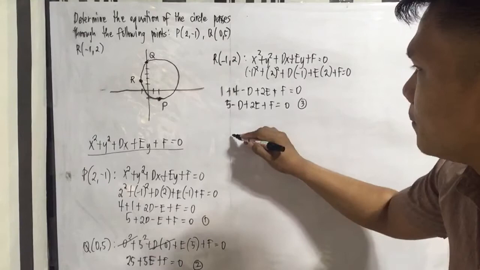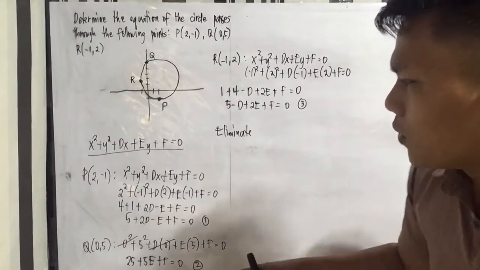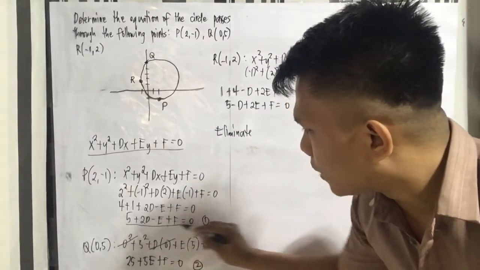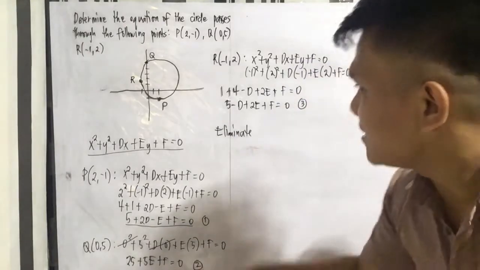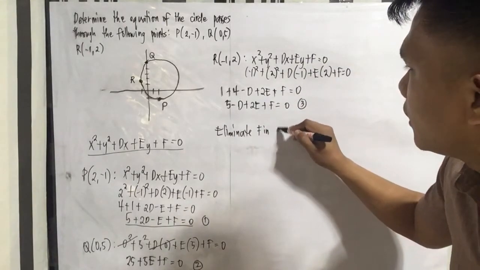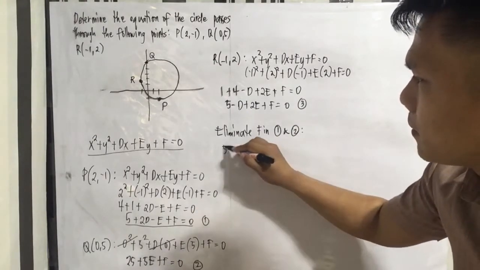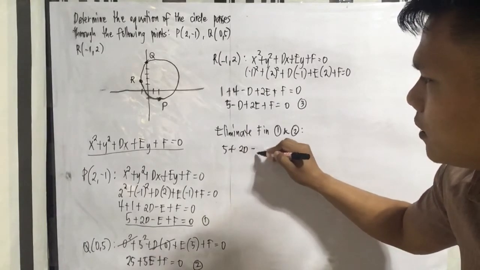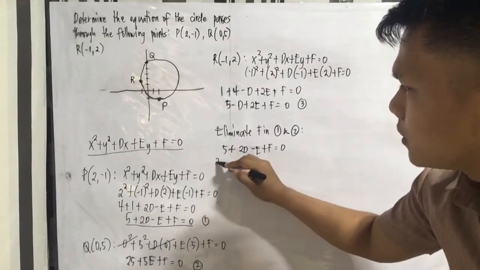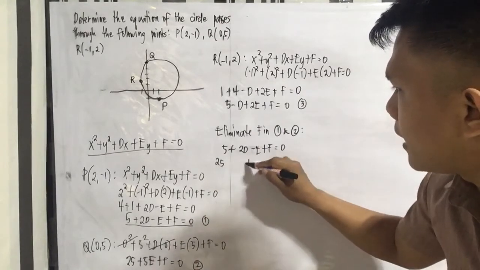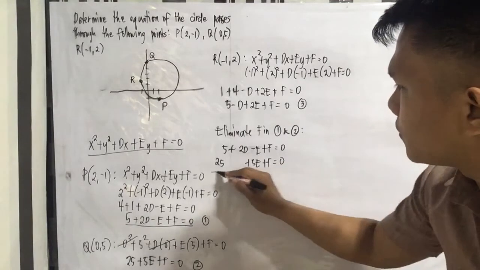Okay, so what can we eliminate from equation 1 and equation 2? Actually, we can eliminate f. So eliminate f in equation 1 and equation 2. We have 5 plus 2d minus e plus f equals 0. And the second equation is 25 plus 5e plus f equals 0.